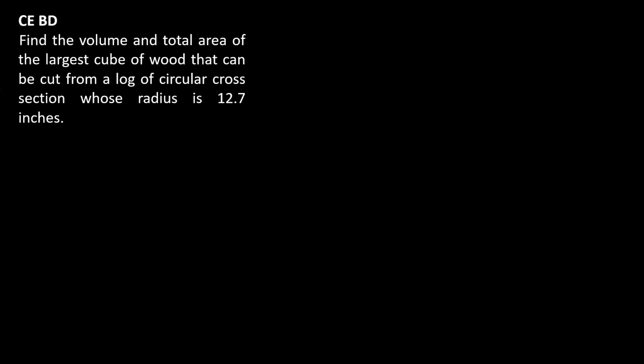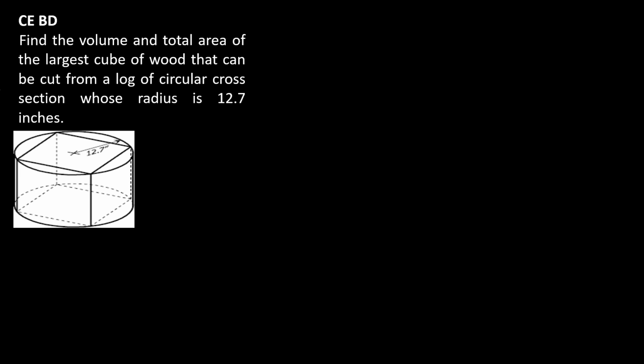Find the volume and total area of the largest cube of wood that can be cut from a log of circular cross section whose radius is 12.7 inches. Look at the figure I will show you below. As we can see now, the log in the form of a cylinder has a radius in its circular plane section of 12.7 inches.